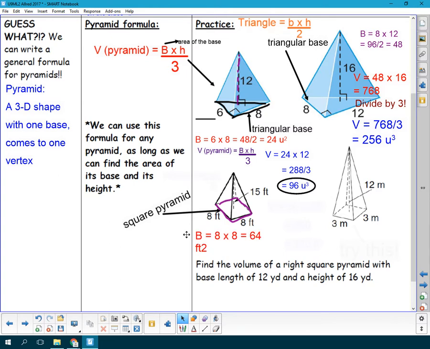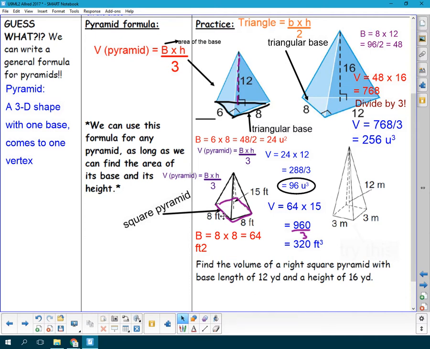Okay, that's 64 feet squared. That would be the area of that base. The formula for the volume of a pyramid says do base times height. The height of the pyramid is 15 feet. So I'm going to do 64 times 15 and get 960. I had to divide that 960 by 3, and that's where I got 320 feet cubed, for the volume of that square pyramid.